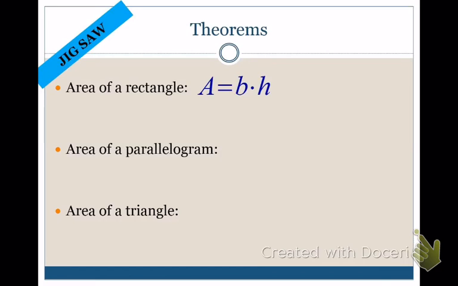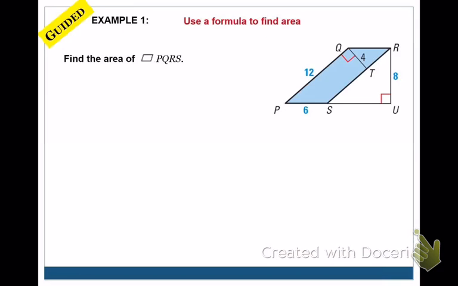Now, since a parallelogram is nothing more than a slanted rectangle, you don't lose any area when you slant a rectangle, so the area formula is just the same, base times height. And the area of a triangle is going to be 1/2 base times height. Again, these are formulas that you've seen before. Okay, so let's start to use them.